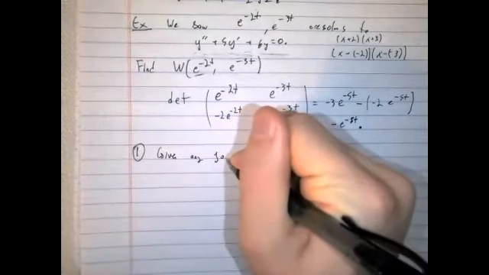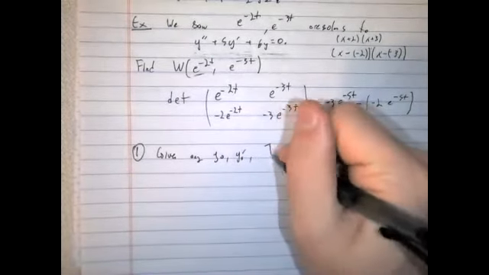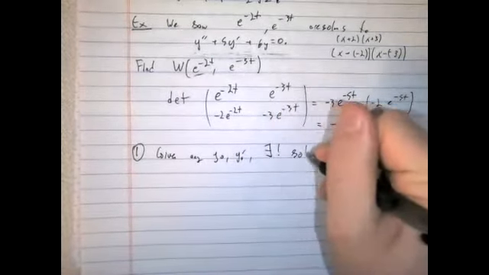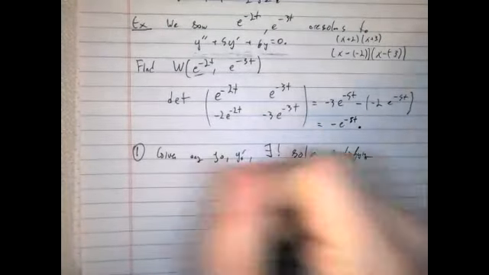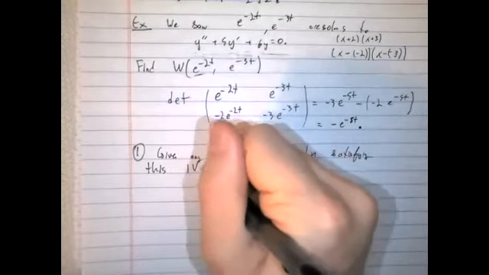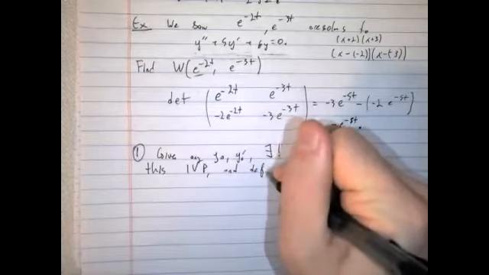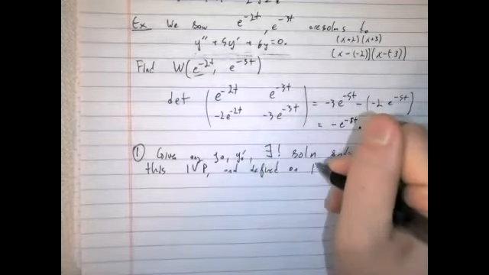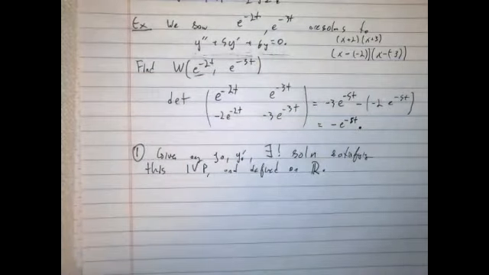So given any y0 and y0 prime, there exists a unique solution satisfying this IVP. It is defined everywhere, defined on R. That's what we immediately know from existence and uniqueness. Do we agree?